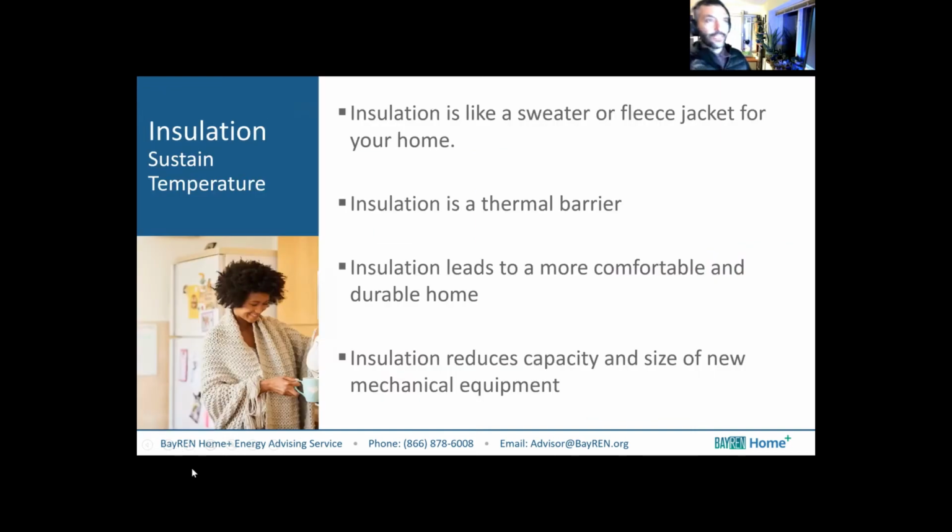Insulation, sustained temperature. Insulation is like a sweater or fleece jacket for your home. Insulation is a thermal barrier. Insulation leads to a more comfortable and durable home. Insulation reduces capacity and size of new mechanical equipment. All true. Again, if you can sustain, you can retain energy, sustain temperature.